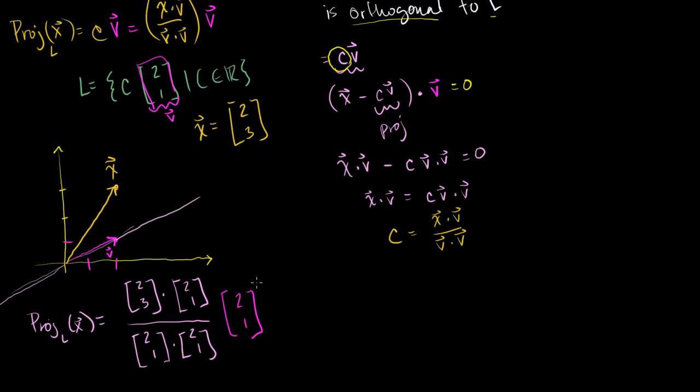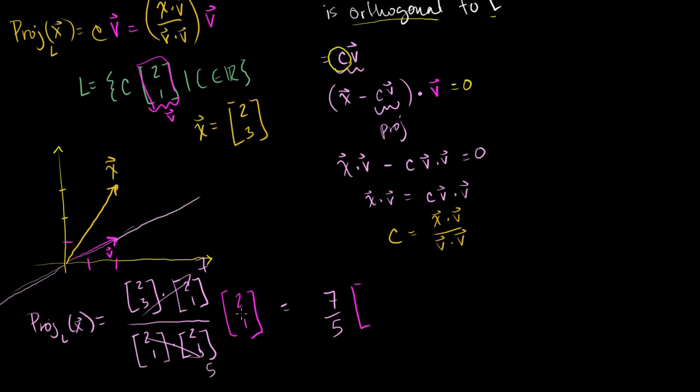And what does this equal? When you take these two dotted with each other, you have 2 times 2 plus 3 times 1. So 4 plus 3, so you get 7. This all simplified to 7. And then for this you get 2 times 2 plus 1 times 1. So 4 plus 1 is 5. So you get 7/5. That was a very fast simplification. You might have been daunted by this strange-looking expression, but when you take dot products, they actually tend to simplify very quickly. And then you just multiply that times your defining vector for the line.